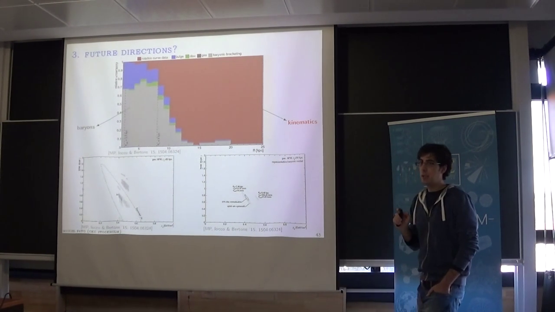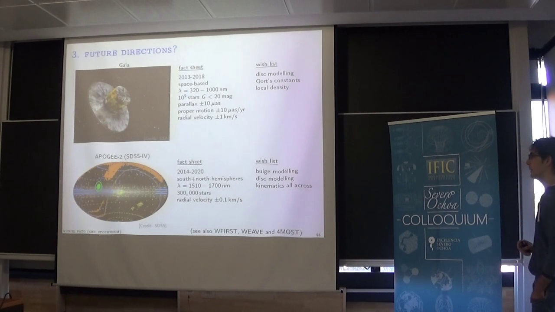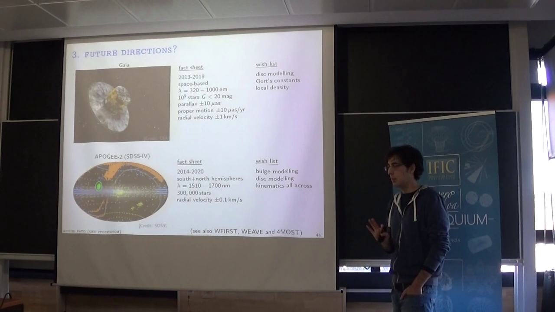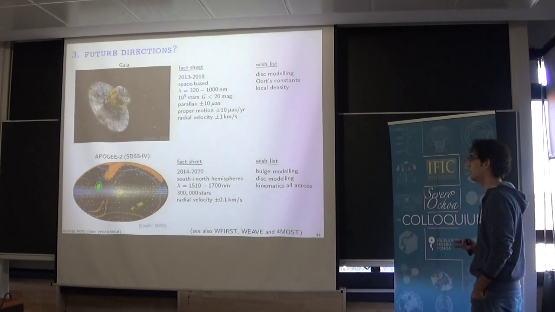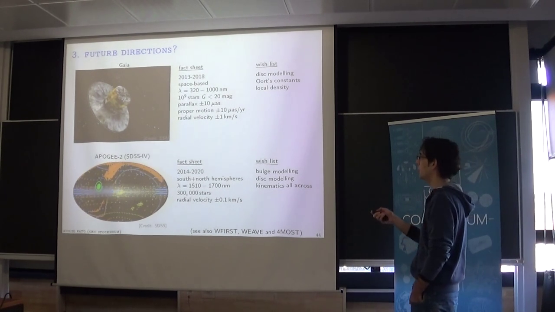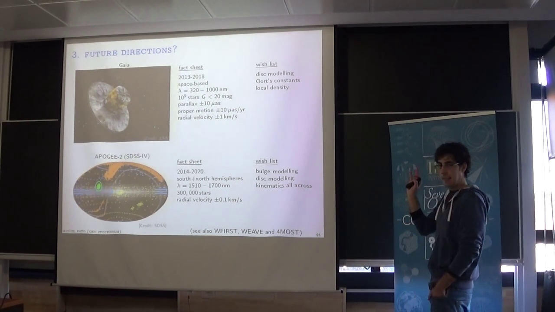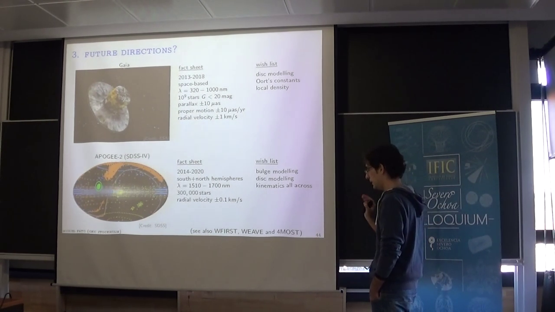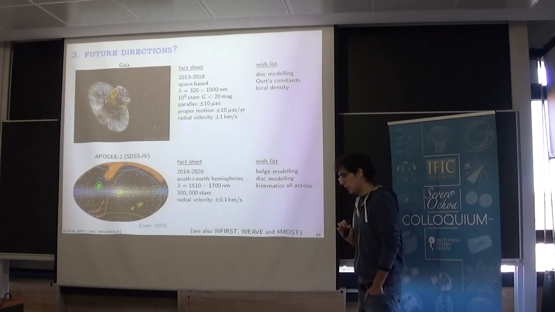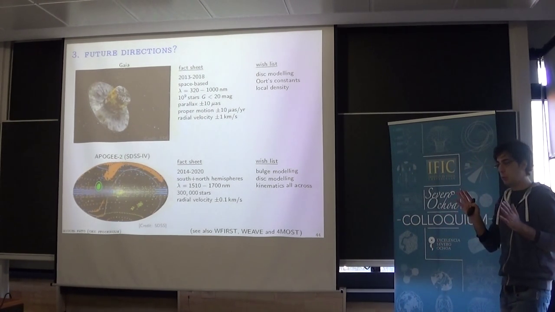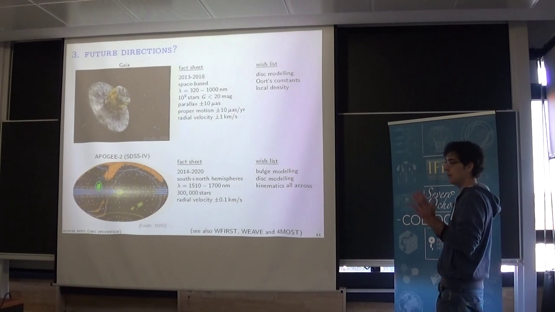sources of it. Fortunately, there are plenty of experiments, satellites, and surveys out there that will be able to help us out here. I just want to point out two of the most important, in my opinion. First of all, is Gaia. Gaia is a satellite that was launched in 2013, started collecting data in the summer of 2014, and it is supposed to observe a billion stars.